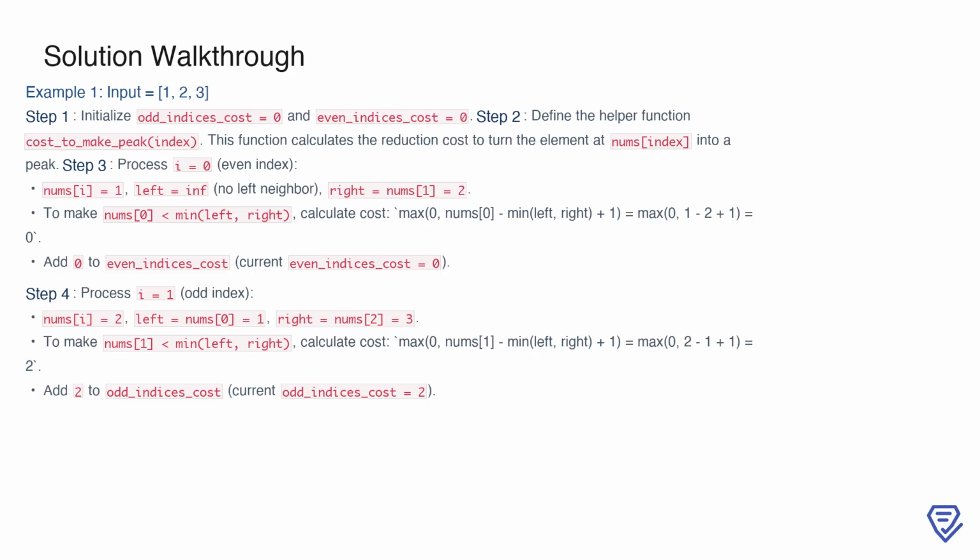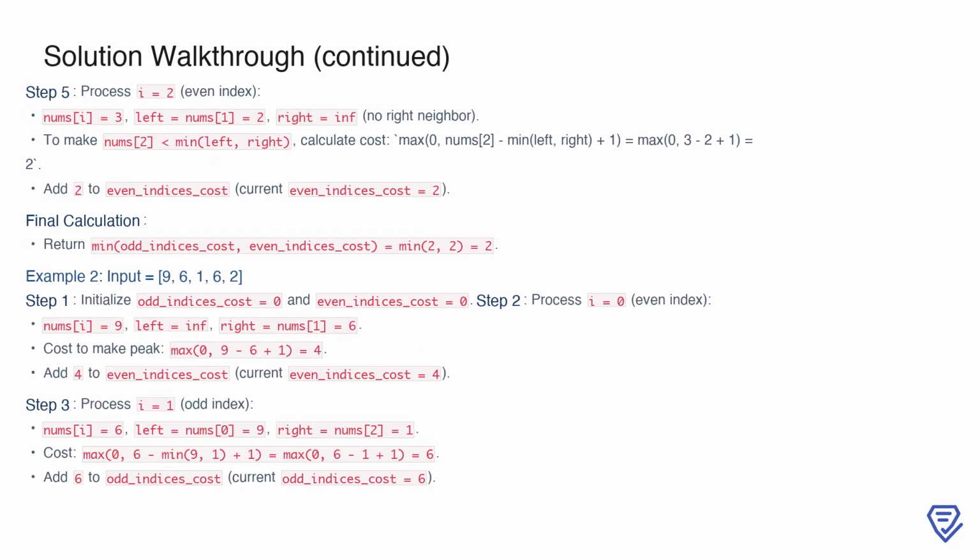Next, we process index 1, which is an odd index. Here, nums[1] is 2, with left being nums[0] equals 1 and right being nums[2] equals 3. To make nums[1] smaller than both neighbors, we calculate the cost as max(0, nums[1] - min(left, right) + 1). This evaluates to max(0, 2 - 1 + 1), which equals 2. Adding this to odd_indices_cost brings it to 2.